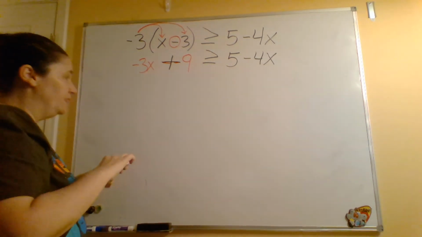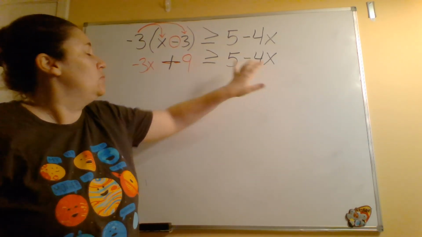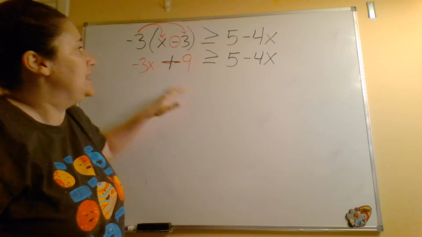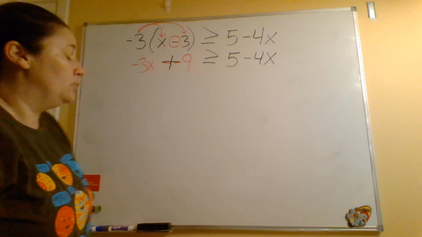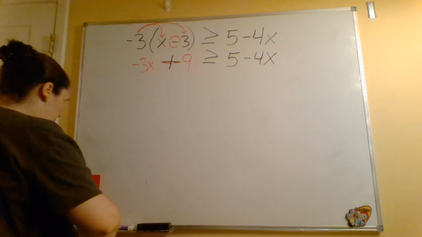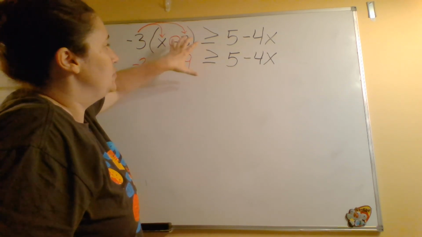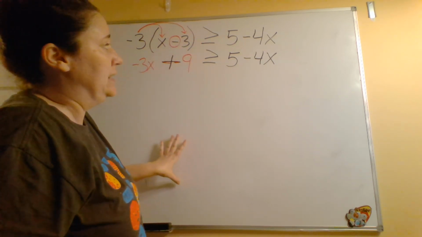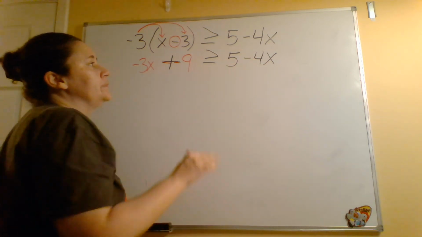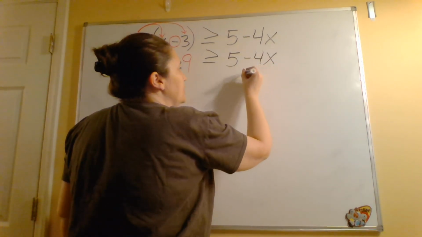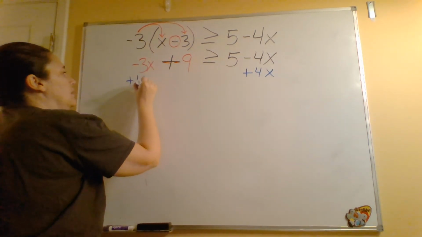My next step for solving this is I need to get all of the x's to be on one side. I've got negative 3x's over here and minus 4x's over there. It really doesn't matter what side you choose to put them on. I think I'm going to choose to put them on the left side so that when I'm done, x will be on the left side. So I will get rid of this one. They're subtracting 4x, so I have to add 4x to both sides.